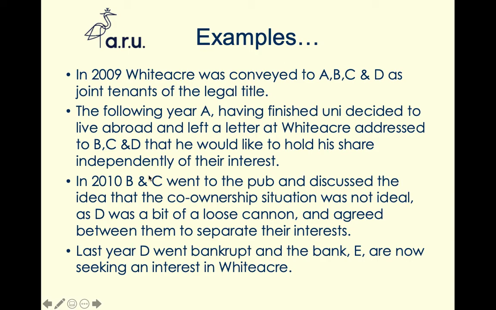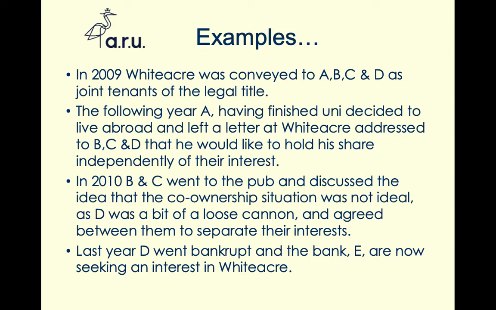So usually in an express co-ownership you have various timelines and parties dropping in and out through the years. In 2010, B and C go to the pub and discuss the idea that the co-ownership situation was not ideal, as D was a bit of a loose cannon, and they agreed between them to separate their interests. Last year, D became bankrupt, so it definitely was a loose cannon, and the bank are now seeking an interest in Whiteacre. So that's a very basic and simplistic problem that still articulates a few of the issues that you would have within a problem question in this area.